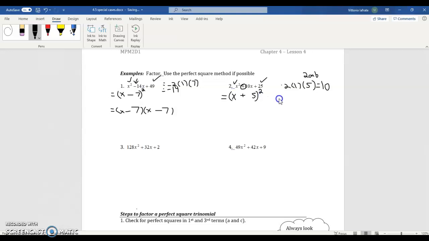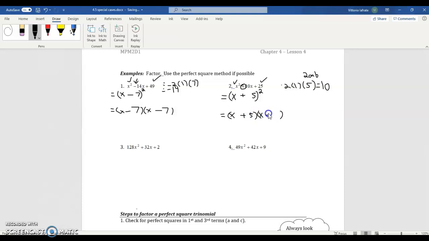If you didn't know that this was a perfect square trinomial, what you would have done instead is two sets of brackets, two numbers. Their product is 25. When you add them together, they give you 10. So that would have been 5 and 5. So 5 times 5 is 25. 5 plus 5 is 10. And you would have had this.